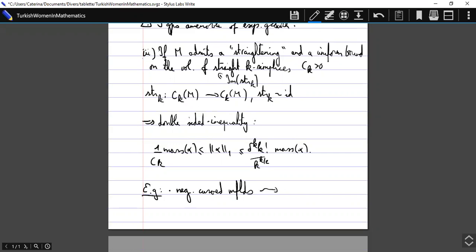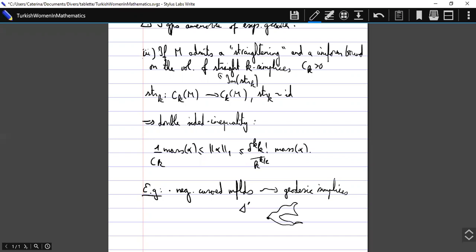The straightening is looking at geodesic simplices. So if you have a very ugly singular simplex, sigma from the standard simplex Delta^k, you can transform it to make it straight by just taking the geodesic simplex that has the same vertices. Okay, this is the straightening simplex, and indeed, you know that simplices in hyperbolic space have uniformly bounded volume. So this is how it works.